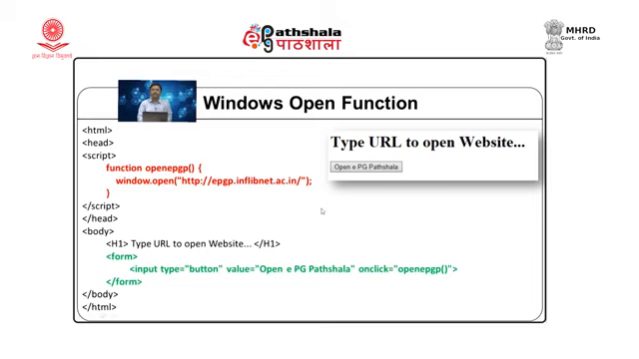So, again if you see this code, here input type is button, value is whatever name I want to display for the button, and here I use the onclick event handler, and inside onclick I call the openEPG function. So, here the openEPG function is defined, where I use the inbuilt window object method open, and inside open you have to type the URL, which is nothing but this. So, whenever I click on this button, it will open the EPG Pathshala home page.